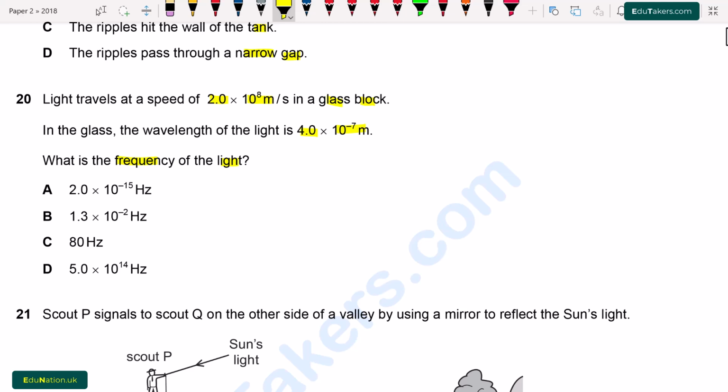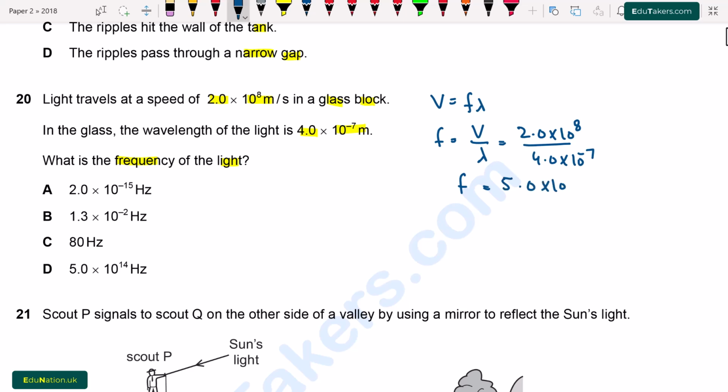So here we have to find out the frequency when the speed and wavelength are given. By using the equation v is equal to f lambda, from here, f will be equal to speed over wavelength. Speed is 2.0 into 10 to the power 8, divided by wavelength, 4.0 into 10 to the power minus 7. So frequency will be equal to 5.0 into 10 to the power 14 Hertz. From here, option D is correct.